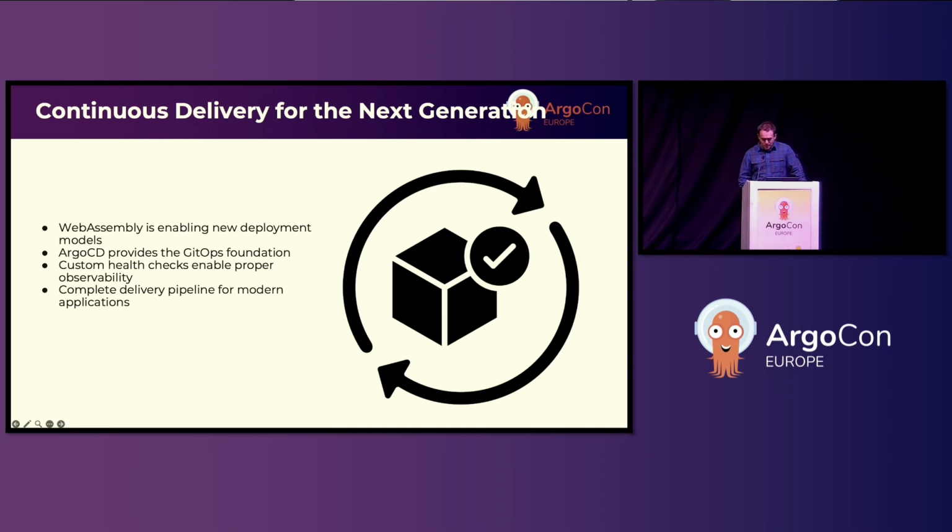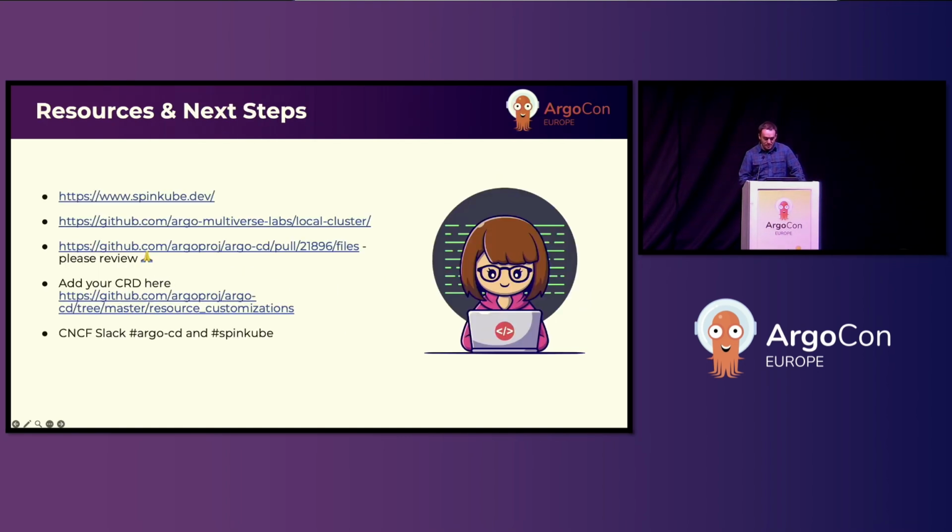To wrap up, we've seen WebAssembly is enabling new deployment models for cloud-native applications. ArgoCD provides the GitOps foundations for managing these deployments declaratively and consistently. Custom health checks enable proper observability, closing the feedback loop essentially for continuous delivery. And please, again, contribute your own custom health checks into ArgoCD.